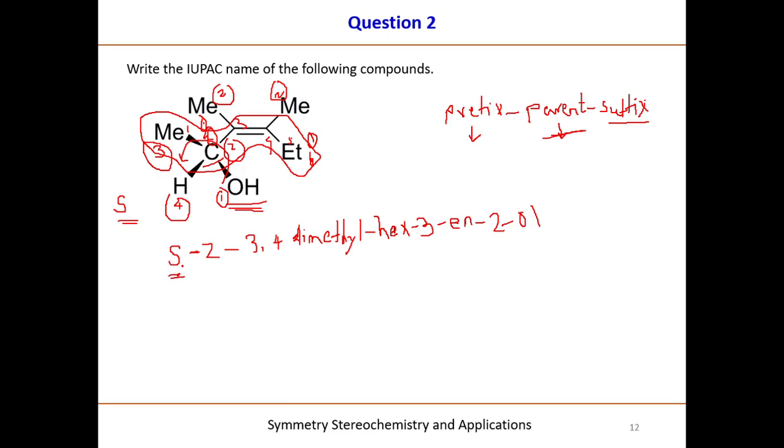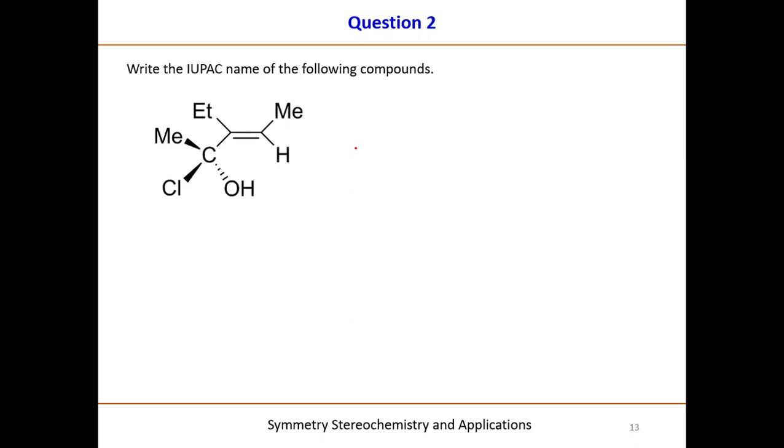So according to IUPAC nomenclature, the molecule's name will become (S,Z)-3,4-dimethylhex-3-en-2-ol. All of you are clear here? Please try to solve by yourself. Then we can discuss more examples.